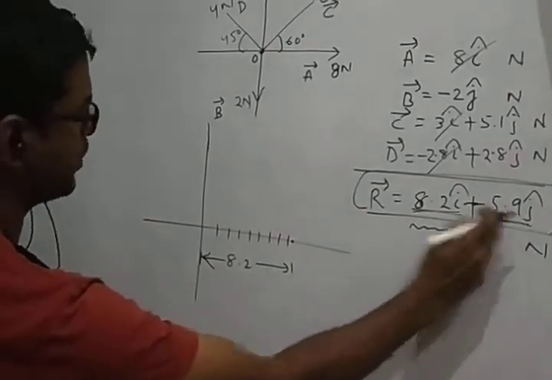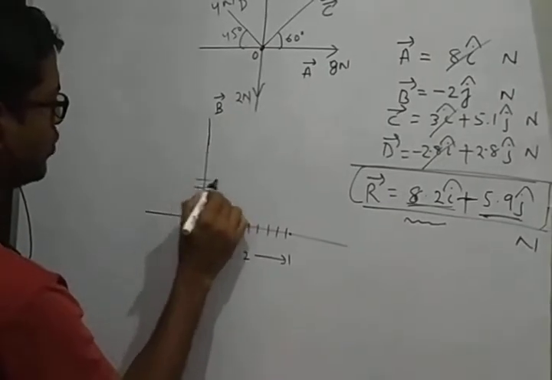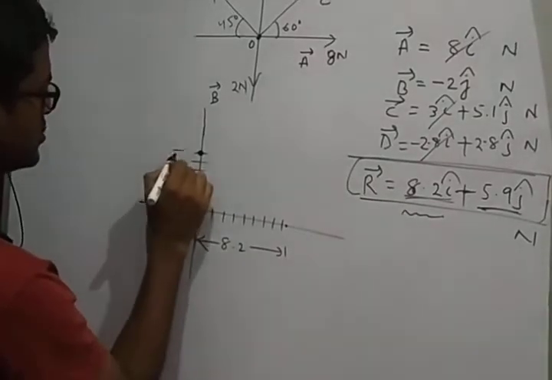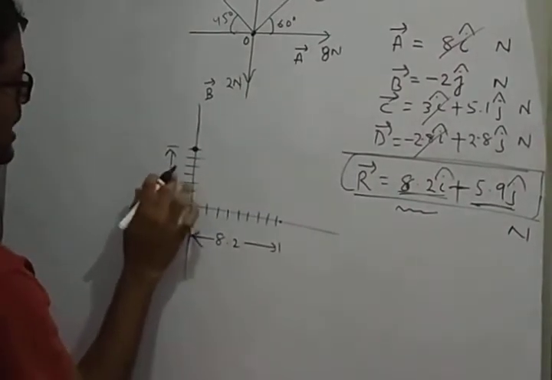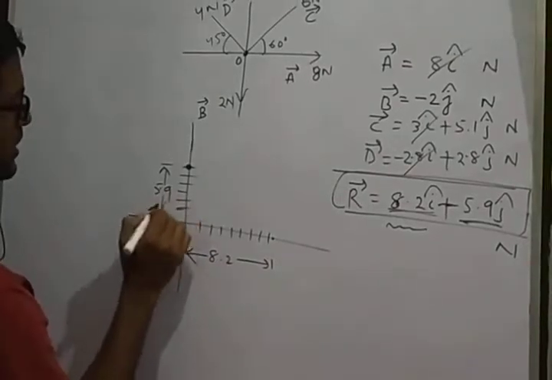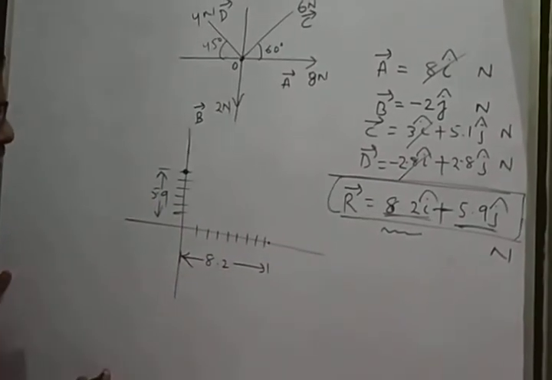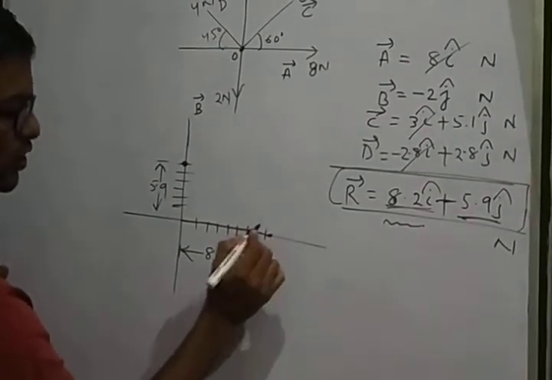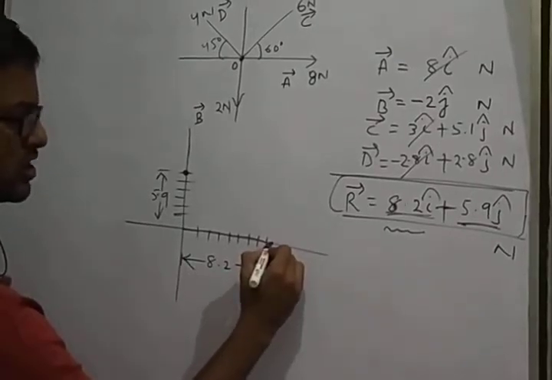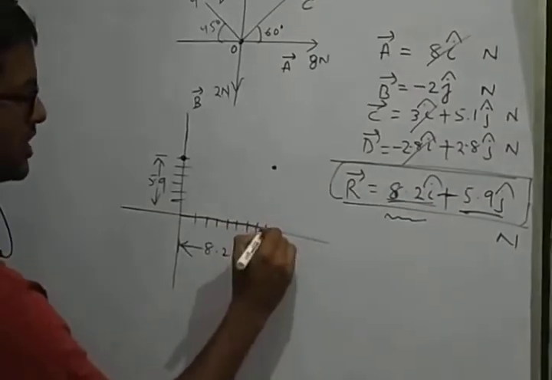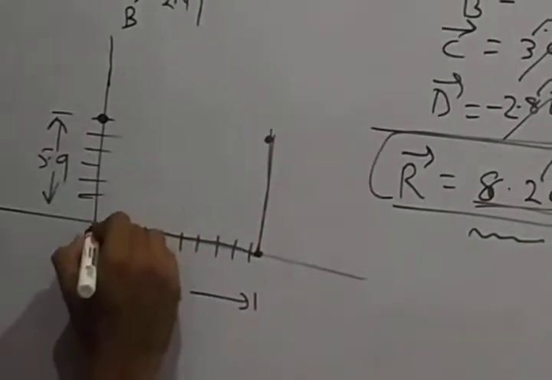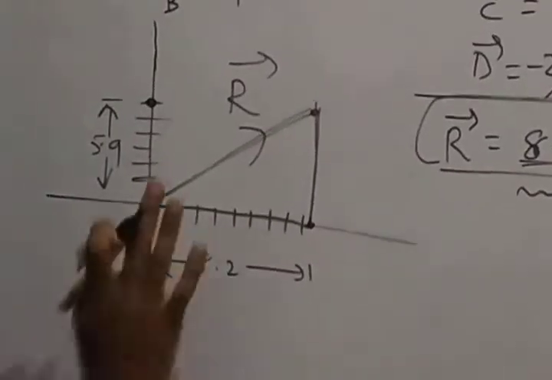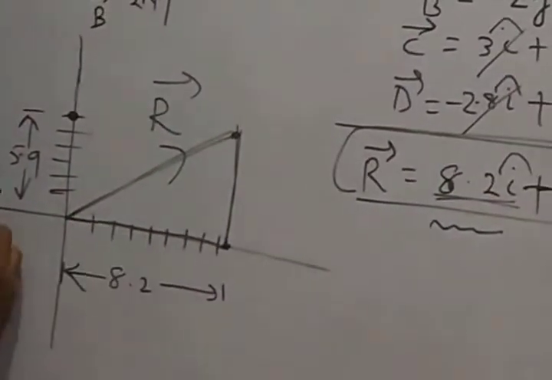Now this is my along positive x-axis. Now positive y-axis, 5.9. 1, 2, 3, 4, 5. 5.9 is almost close to 6. So this is the point. So this gap is nothing but 5.9 Newton. So I have to go 8.2 i cap along positive x-axis, or 8.2 Newton along positive x-axis, and 5.9 Newton along positive y-axis. Then I'll reach a point. This point will be my R vector. Hope everybody is clear. I cap, j cap. If it would be minus, then I will go like this.